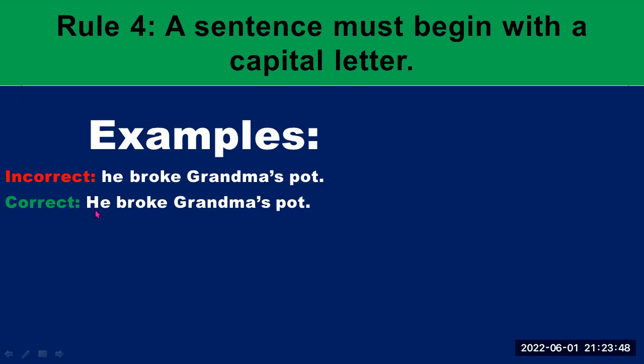Now, the correct thing is to begin with capital letter H in he. He broke grandma's pot. That is rule number 4. A sentence must begin with a capital letter.